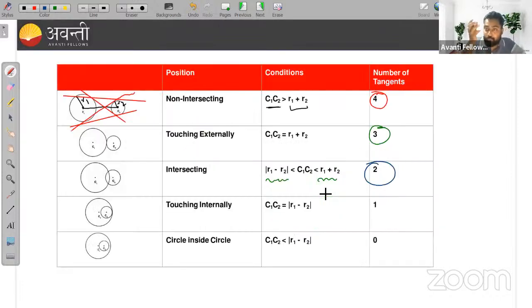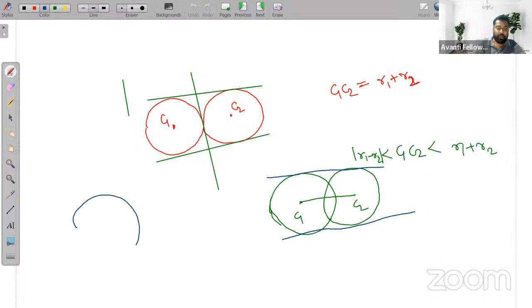But if one circle is touching another circle internally at a single point, then what will happen? Suppose this is my circle and another circle is lying inside it, touching it at a single point internally. In this case, what will be the relation between the radii and the length between the centers? C1C2 is equal to the modulus of R1 minus R2. This is the relation.